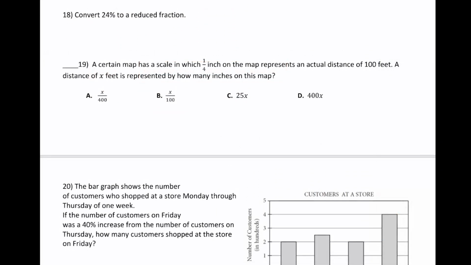It says convert 24% to a reduced fraction. So first, we're going to consider this percent as a decimal. 24% is the same thing as 24 over 100. And while your calculator can go ahead and do this, if you just type in 24 over 100, it will reduce it for you. But really what you want to do, if you're going to try to do this without a calculator, is to find the greatest common factor of both 24 and 100.